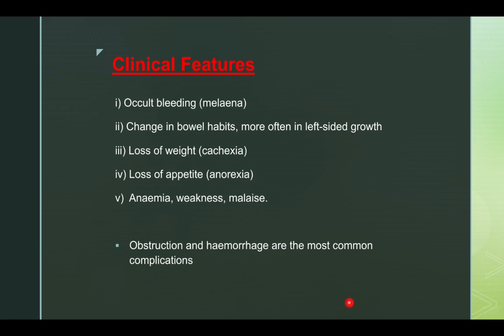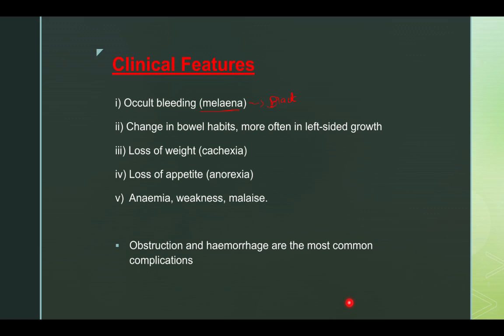Clinical features that we can see in the adenocarcinoma of colon are occult bleeding or melena. It is the black discoloration, black colored stools, that is caused due to bleeding. Also, change in the bowel habits can be seen more often in the left-sided growth. Loss of weight or cachexia also can be seen in adenocarcinoma of colon. Loss of appetite or anorexia can be seen. Anemia, weakness, and malaise also can be seen.